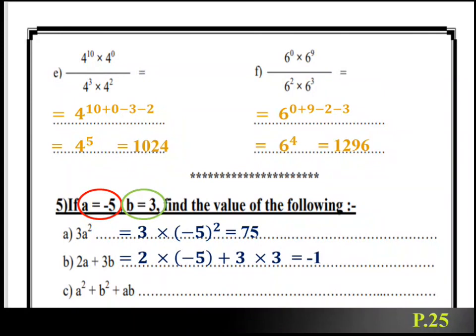Letter C. A powers 2 plus b powers 2 plus ab. ab means a times b. A powers 2, it will be negative 5 between the brackets power 2 plus b powers 2, which is 3 powers 2 plus a times b, which is negative 5 between the brackets times 3, and the final answer will be 19.